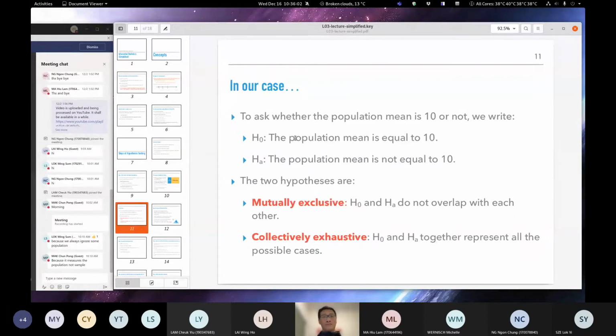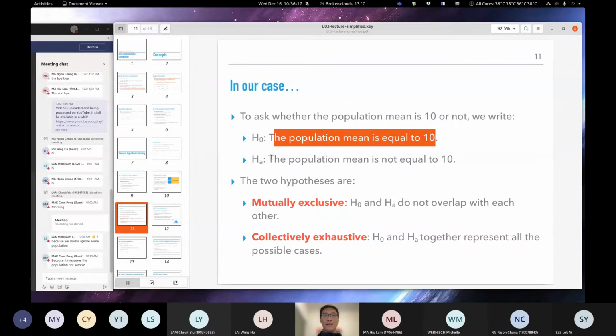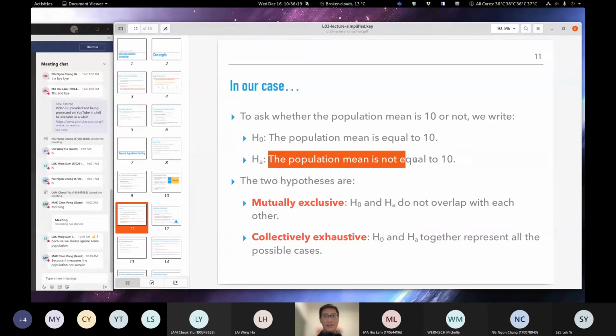Okay, so in our case, let's look at it more closely. Now we want to ask the yes/no question of whether the population mean is equal to 10 or not, and then we write the null hypothesis is that the population mean is equal to 10, and the alternative hypothesis is that the population mean is not equal to 10.